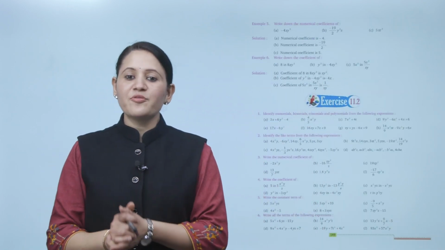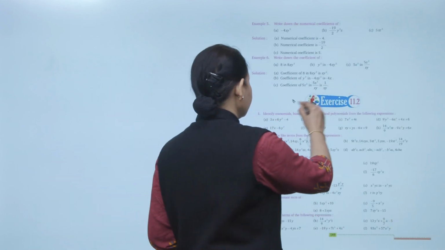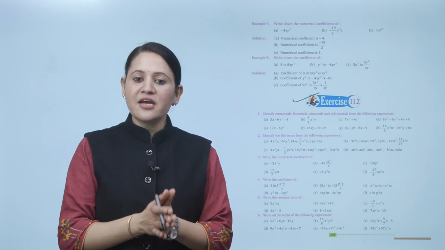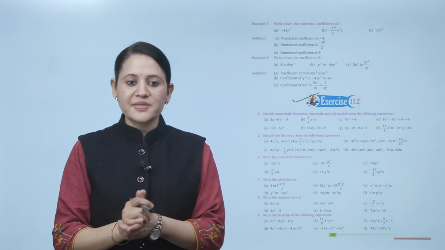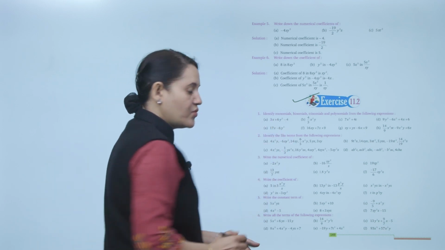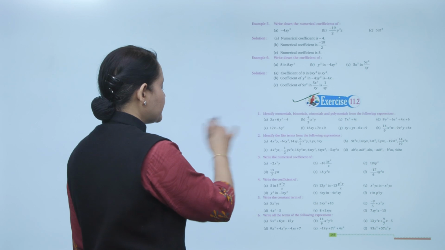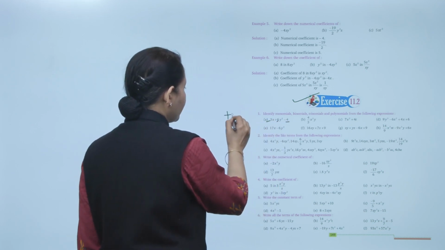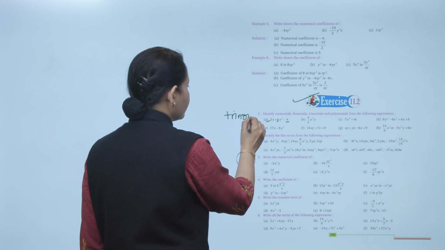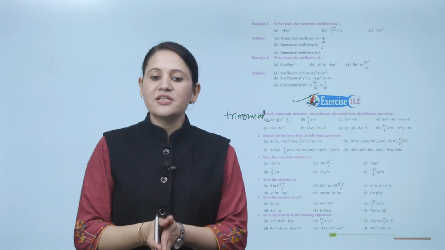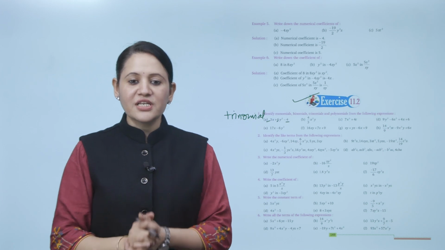Next is exercise 11.2. Identify monomial, binomial, trinomial and polynomial from the following expressions. First expression is 3x plus 6y square minus 4. This expression contains three terms, 1, 2 and 3. So this is a trinomial. Clear? So practice all the questions of this exercise. We'll move to the next topic.